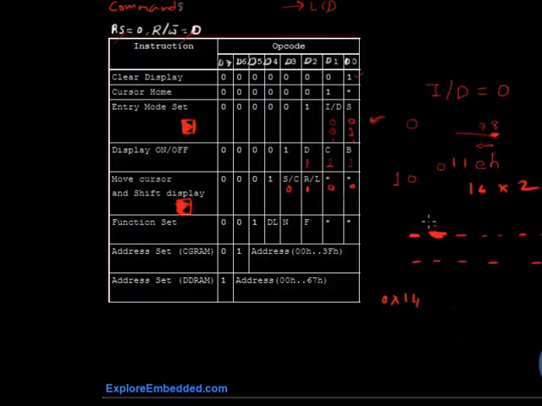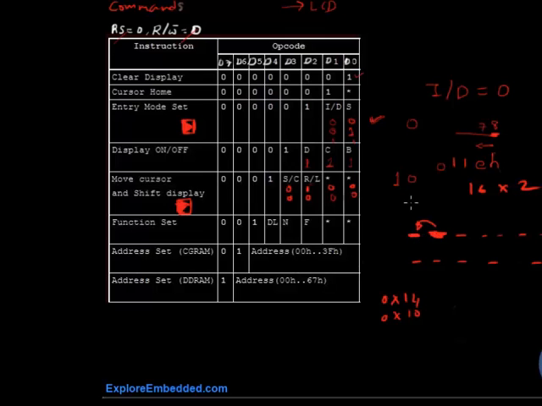Now similarly, if you want to take the cursor back to the first position, the command would be, this would be 0, we're not shifting the display. This would be 0 because we are shifting it to the left, and these would be 0 0. So this would be 10 in hex.